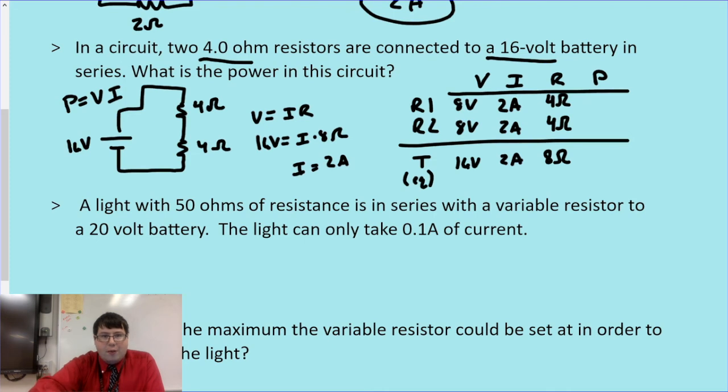Now you're going to notice that last circuit law holds true for this circuit. We know the voltages must add together. 8 volts plus 8 volts gives me 16 volts.